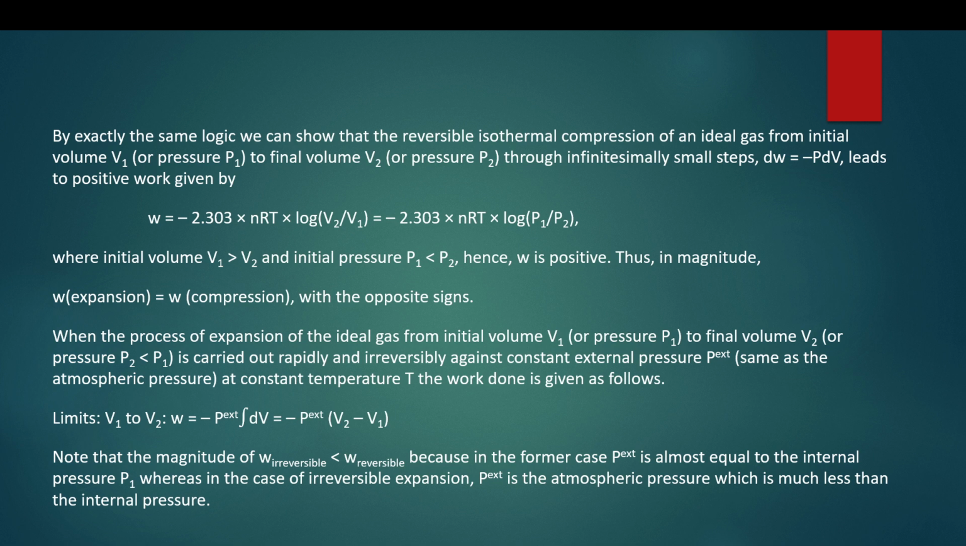Consider the expansion of the ideal gas from initial volume V1 of pressure P1 to final volume V2 of pressure P2, which is less than P1, carried out rapidly and irreversibly against constant external pressure. The work is calculated using the formula minus P external into V2 minus V1. Note that the magnitude of irreversible work is less than reversible work because in the former case P external is almost equal to the internal pressure, P1.